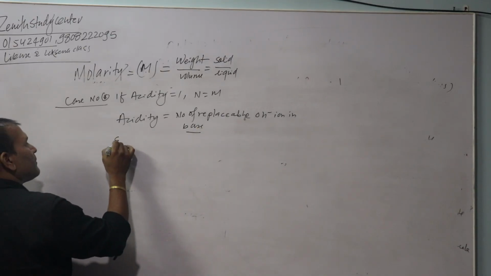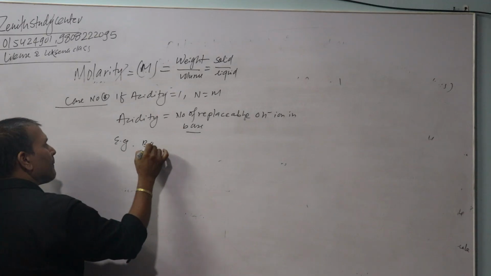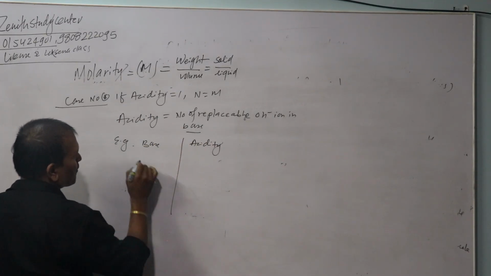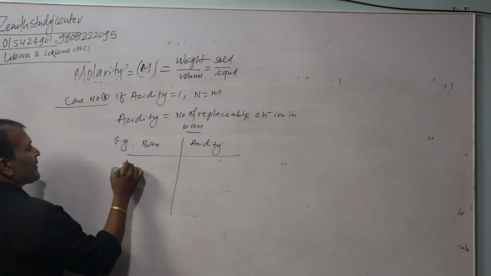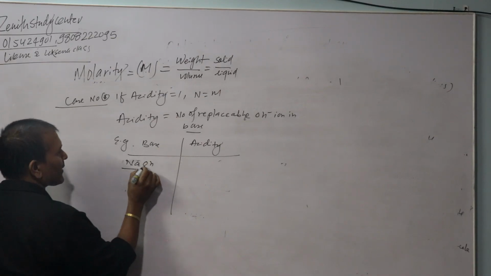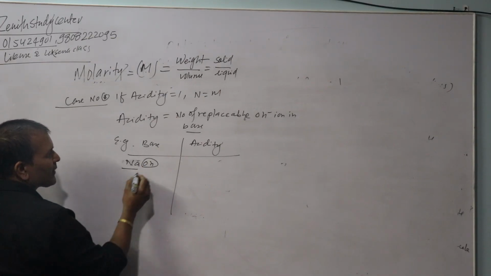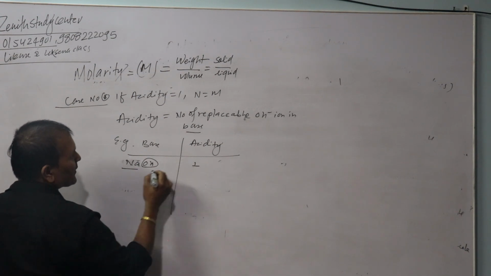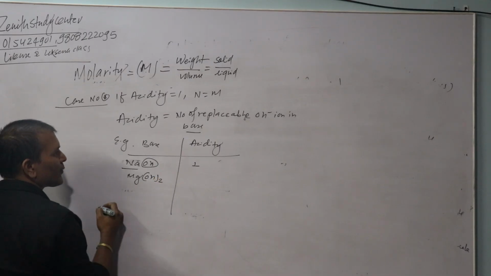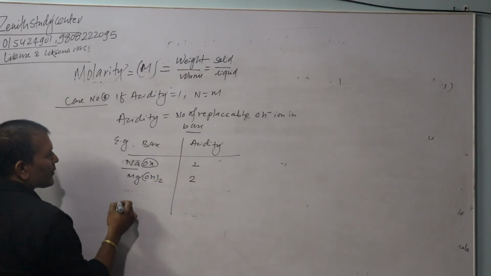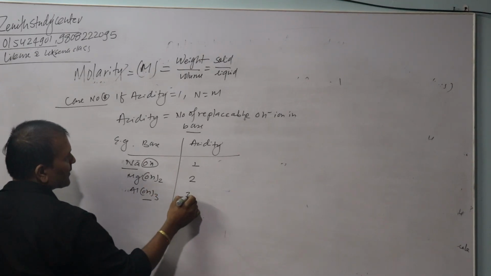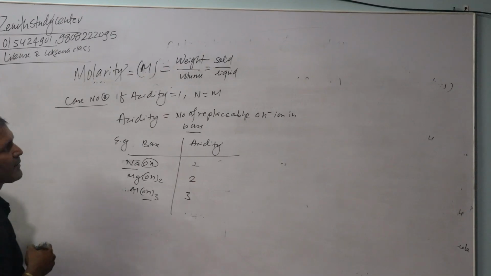For example, base and acidity. NaOH, sodium hydroxide: the number of OH is 1, acidity 1. Mg(OH)2, magnesium hydroxide: number of OH 2, acidity 2. Aluminum hydroxide: number of OH 3, acidity 3.